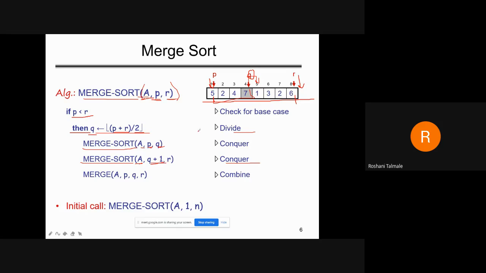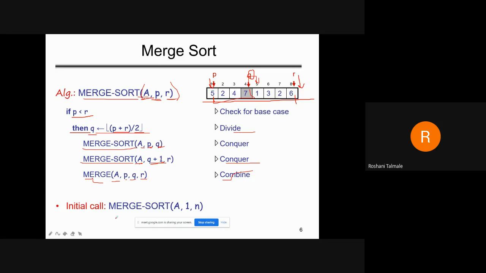Then Q plus 1 means if you end the first array at 4, the next array will start from 5. So it will be Q plus 1 to R. And finally, we will combine this. We will perform the sorting. We will see the example so that it will be clearer. Then we will use the merge: A is the array, P is the first element, and finally Q and R. We will merge it properly.